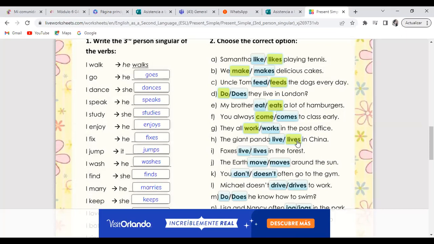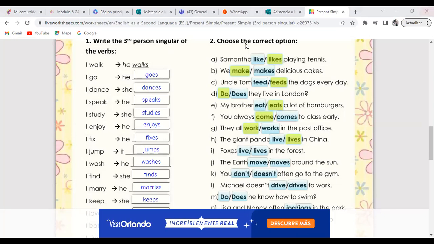Foxes. Lives, Arlette, because it's the giant panda is an animal, is the third person of singular, so we need an S. Foxes live or foxes lives in the forest. In this case, we are talking about animals, but in plural. So we say foxes live or foxes lives. What do we say, guys? Foxes.